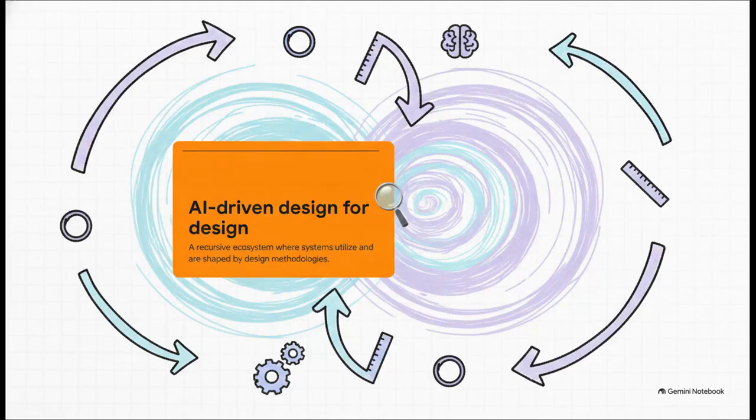And when those 2 paradigms collide, it creates this absolutely unprecedented ecosystem of high-speed coevolution. We call this AI-driven design for design, or AIDD for short. It's basically a massive recursive loop. You've got intelligent systems utilizing design methodologies to create outputs, but at the exact same time, they are being continuously shaped by those very same methodologies. It's wild. Human creativity and AI capabilities are literally driving each other forward at the exact same time.